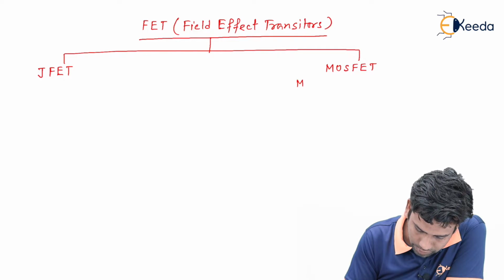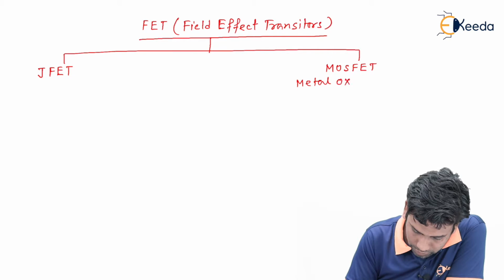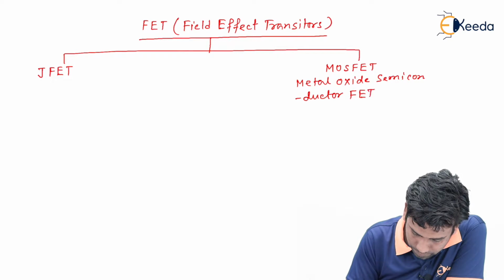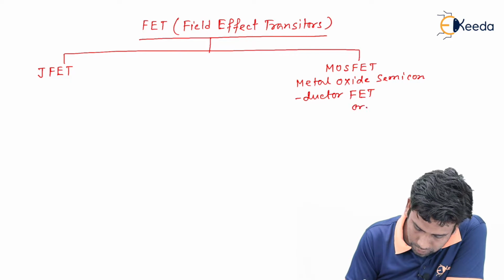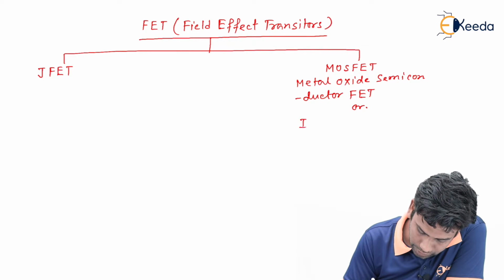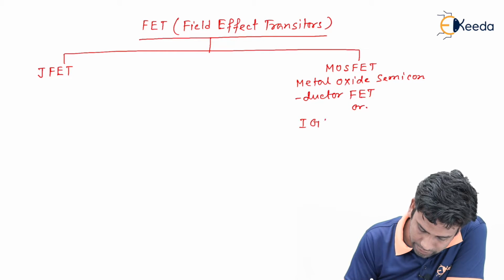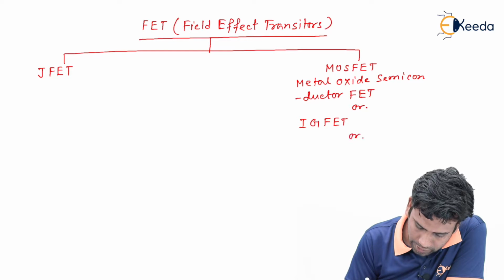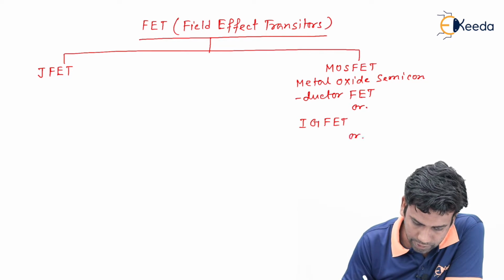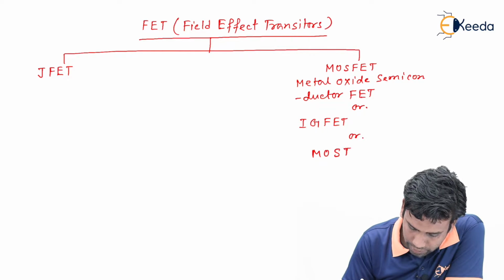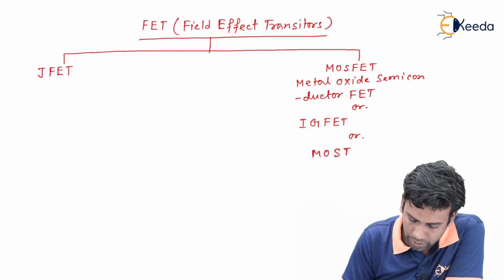We can write metal oxide semiconductor FET, or there are different names of this MOSFET. Another one is insulated gate FET. Another name of this MOSFET is metal oxide semiconductor transistor, or MOST.